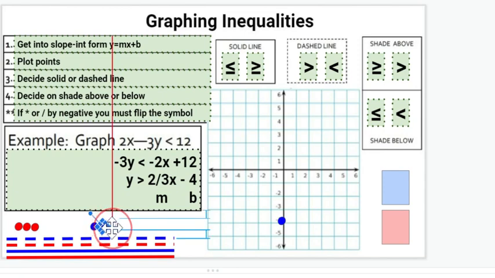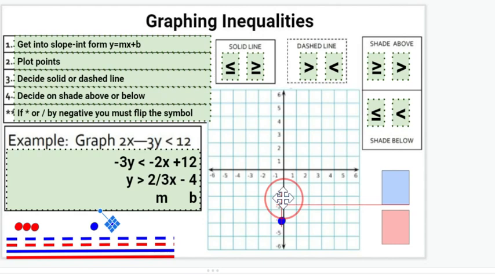Alright, then my slope is 2/3. So that means I need to rise 2 and run 3. So starting from here, I'm going to go up 1, 2, and to the right 1, 2, 3. Leave my point there. If I didn't have any more space, I could also do the opposite direction. I could do the double negative. So I could start here and go down 1, 2, and left 1, 2, 3. And there we go. Those points are in line.